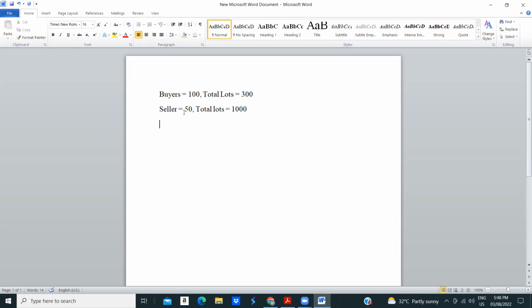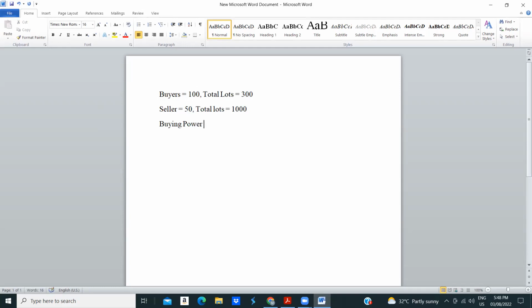The sellers appear to be fewer than the buyers, but still, who will move the market? What moves the market is not the lot size, and it is not the number of sellers and number of buyers. It is actually the demand and supply. What is demand and supply? We will calculate the buying power.